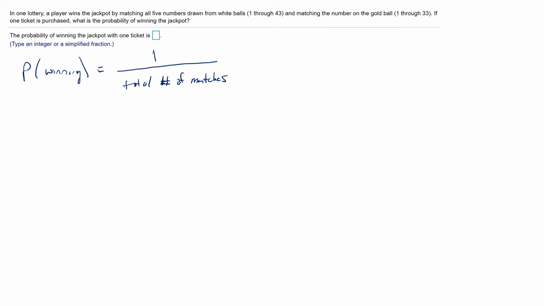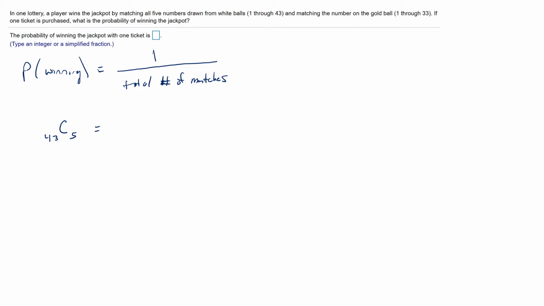So in order to win the lottery, the 5 numbers that I select from 1 through 43 have to match the 5 numbers from the jackpot. And so first I'm going to figure out the number of combinations of choosing 5 numbers out of 43. So I'll do that in a moment.